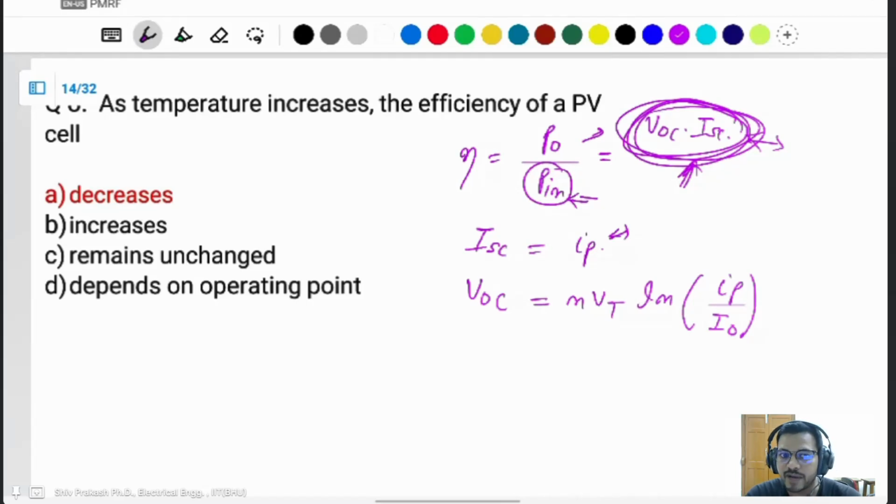But at the same time, the depletion layer will decrease. That's why the voltage will decrease. So the current increases and the voltage decreases, and the efficiency may be increasing or decreasing. Overall efficiency will decrease because the voltage decreases more.